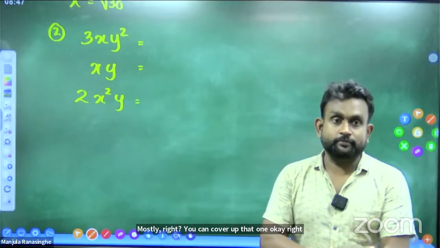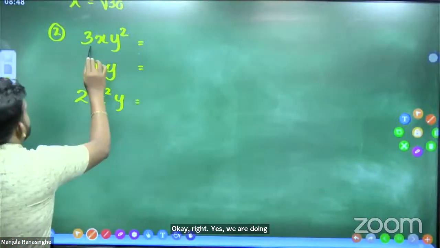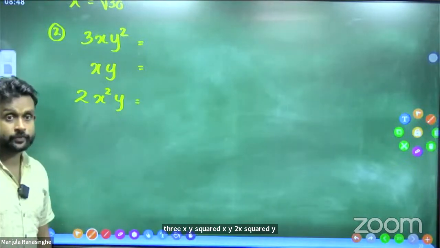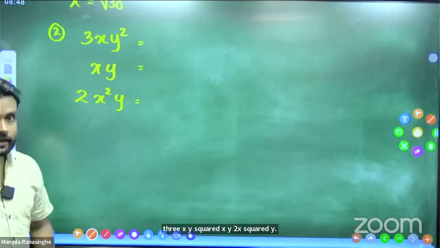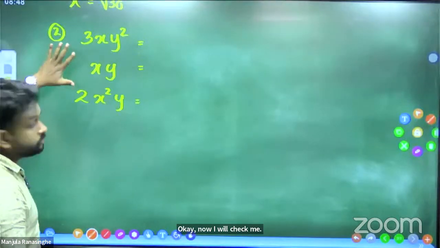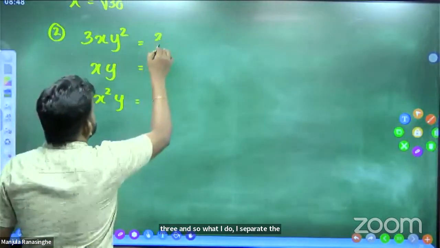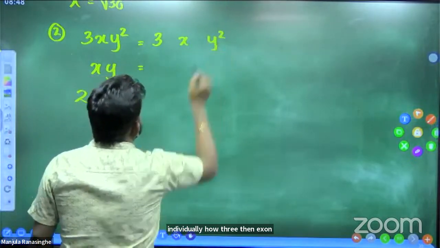Okay, right. Now check here: 3xy squared, xy, 2x squared y. Now I will check how to find the LCM. For 3, I separate the terms individually. How? 3, then x, then y squared.